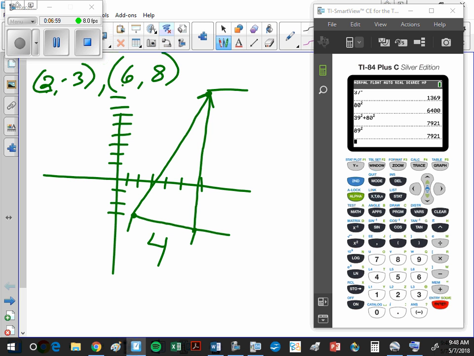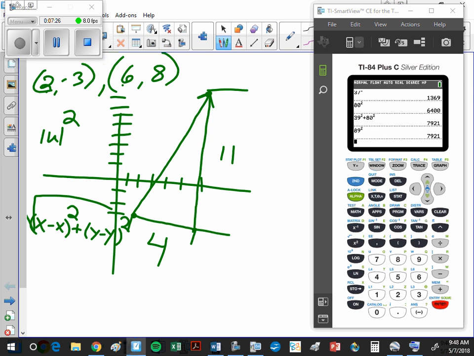Negative 3 to 8 is 11. How did we get those numbers? I subtracted them. I did x minus x, and I'm going to square it, plus y minus y, and I'm going to square that, and that will equal the magnitude of u squared. So then I take the square root.